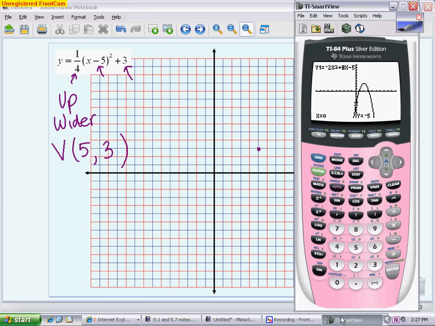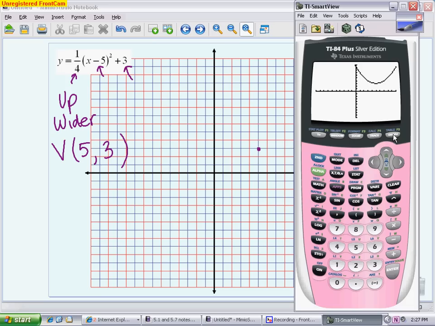Again, to check it on your calculator, we're going to type this one in to get practice. You want to make sure you type in every single one on the quiz to make sure that all your graphs are accurate. So 1/4, parentheses, x minus 5 squared plus 3, hit graph. We should see a parabola that opens up. It should be very wide compared to our previous one. It should have a vertex at (5, 3).